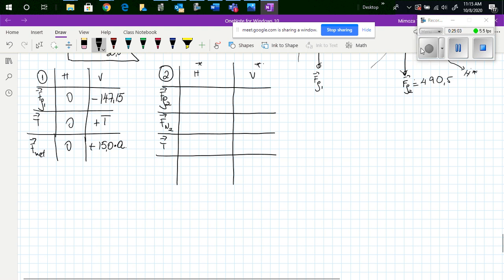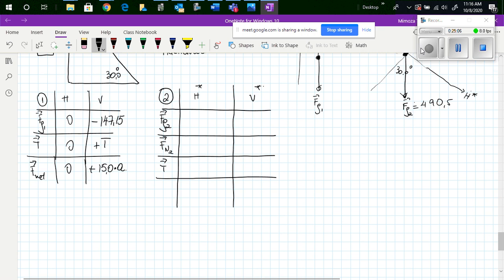And the horizontal component of the force of gravity will be positive, it is this vector here, and will be 490.5 times sine 30, which is positive 245.25. And the vertical, which is this vector here, will be related to cosine. So 490.5 times cosine 30 is negative 424.8. The force normal in the horizontal will be equal to 0.